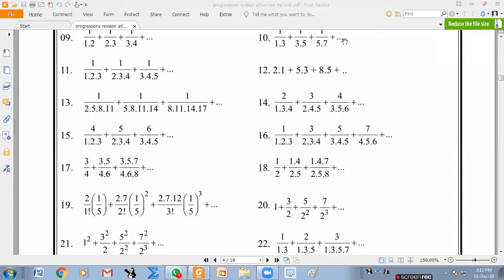Okay, so what is there on the board? I'm erasing and I want to tell the 17th one. So 3 by 4 plus 3 into 5 by 4 into 6 plus 3 into 5 into 7 by 4 into 6 into 8, and so on up to n terms. That was the question.